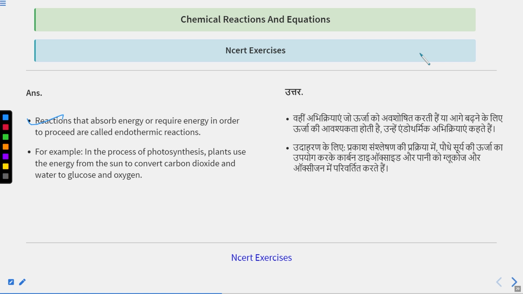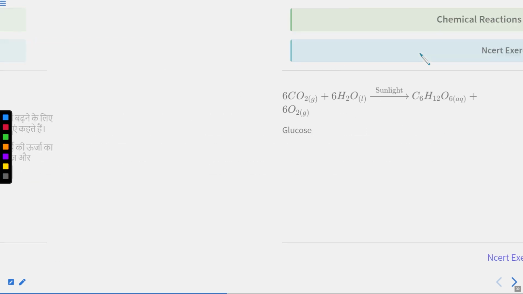How can we say which one is exothermic and which one is endothermic reaction? Endothermic reactions are those reactions in which absorption of heat, requirement of energy, or entry of heat is taking place, and exothermic reactions are those reactions in which exit of heat or release of energy is taking place. Okay, let's move to the next.